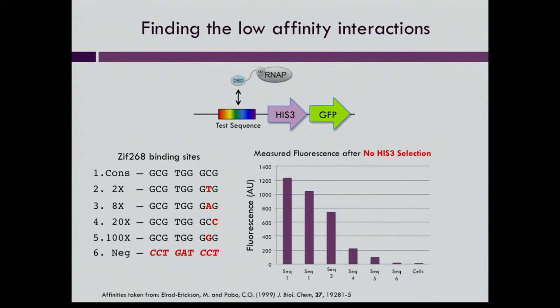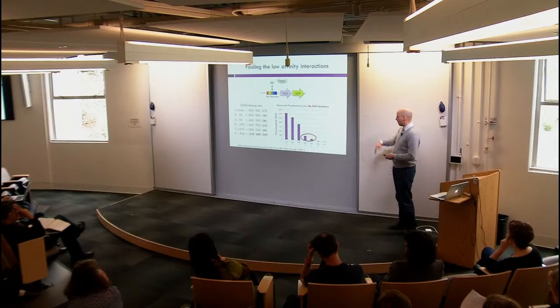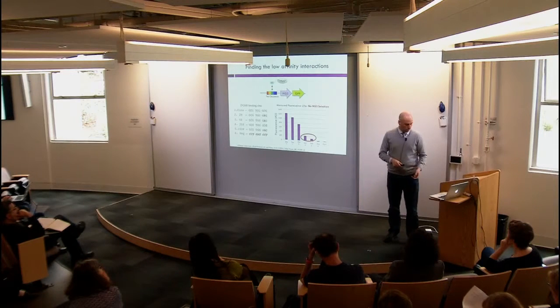And you can see that the GFP output is nicely related to the affinities of these different binding sites. But what was most impressive to us, or what we were happiest about, is that we actually are recovering these low affinity interactions down here above the background. So this gives us the first indication that we can use this type of approach to recover low affinity interactions just above the background using this sort of selection approach.